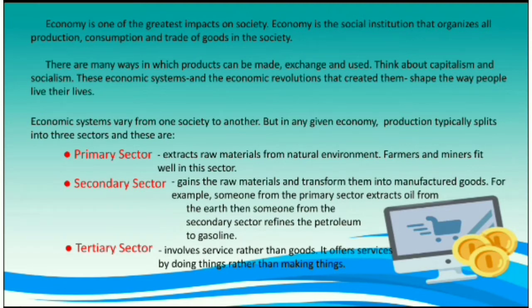The primary sector includes farmers, who plant grains and harvest grains. Then the secondary sector transforms the grains into rice. Then the tertiary sector, the service.